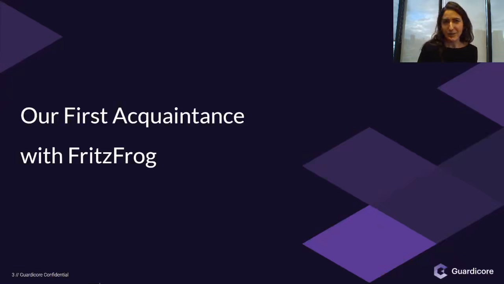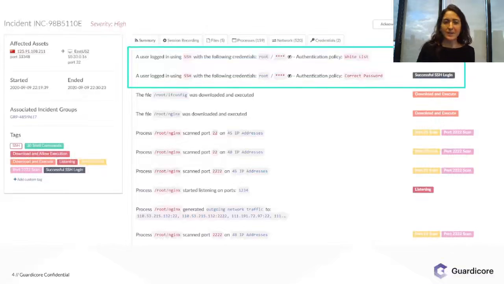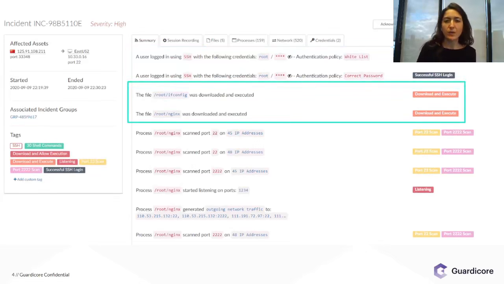When did we first meet Fritzfrog? So around April, we started seeing attack incidents in our sensors. I will talk a little about them in the end of this talk. All attack incidents bear the same format. The attacker breached our sensors over SSH using brute force. Then two files were downloaded and executed, ifconfig and nginx. The two were actually the same file with the same hash.